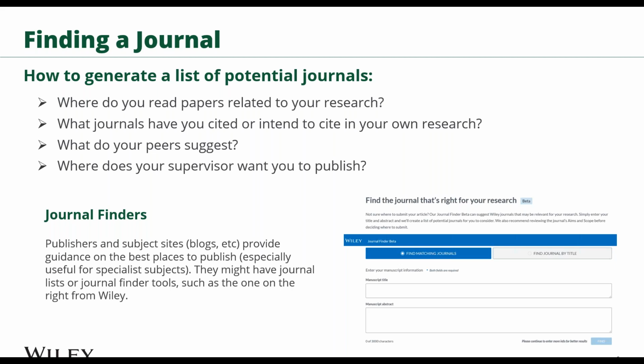There are also journal finders out there, usually on publisher websites or subject-specific sites like blogs. The example I've got here is the Wiley Journal Finder. These are search tools specifically made to help you find the right journal for your research. And how this works is that you enter your manuscript title, your abstracts and any keywords, and then you'll be given a list of suggestions of journals that might be suited to your work.